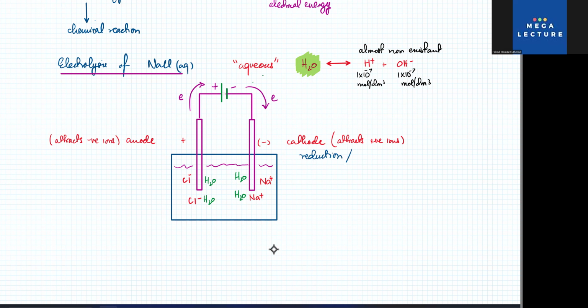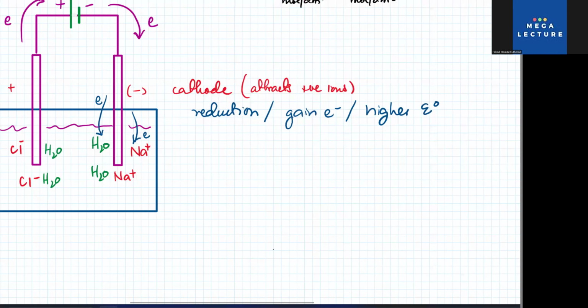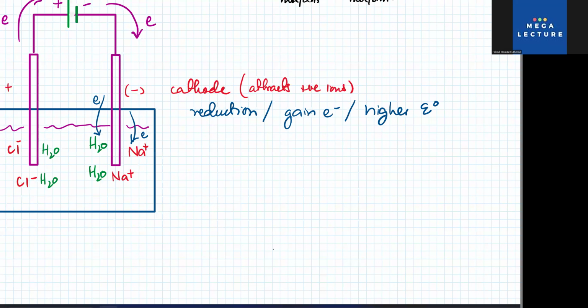Substances are going to try and gain electrons because the battery is throwing electrons towards them. They don't have a choice. Remember, in the previous case, in a cell, you had a choice: the higher potential gains electrons, the lower potential loses electrons. But now you don't have a choice. The only option left is gain of electrons. And who has the higher tendency to gain electrons? The one with the higher E naught. Is that clear?